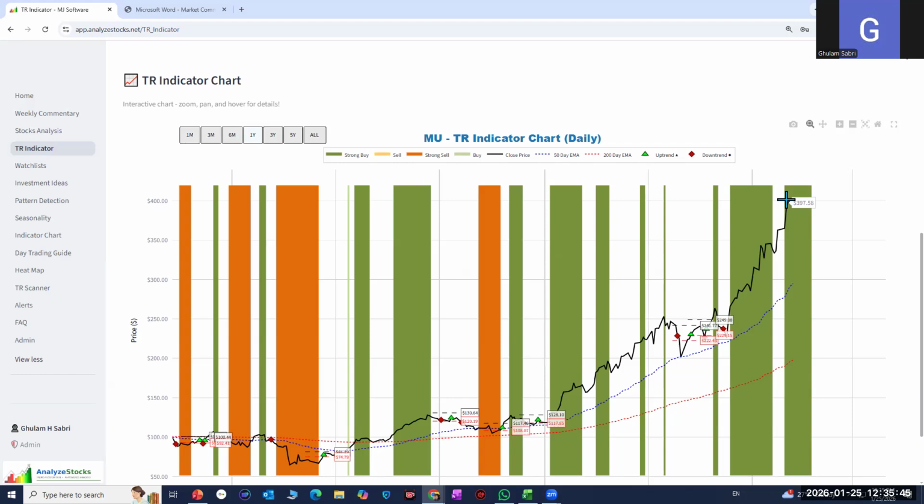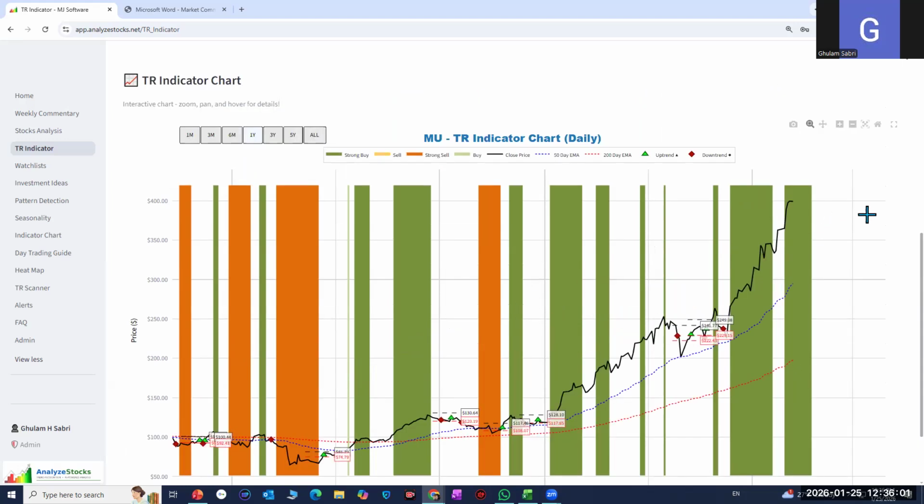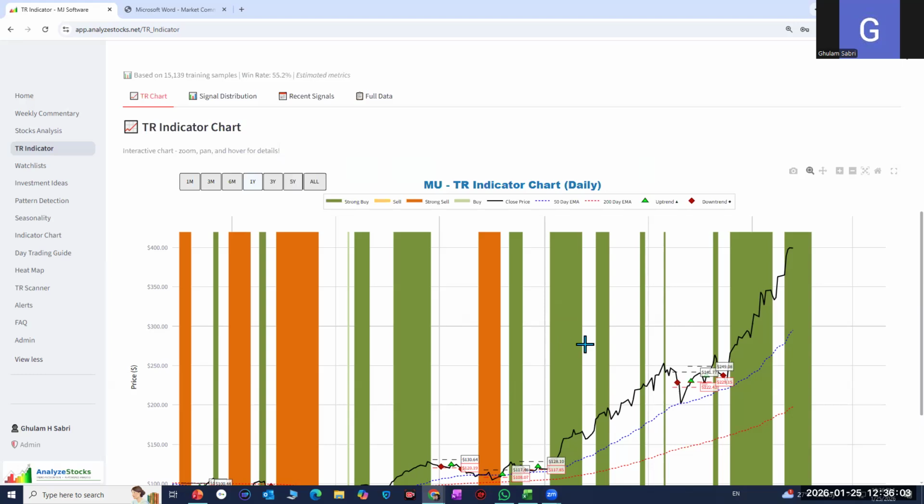What does the width of the green zone indicate? Width is just indicating the time frame. For example, we are currently in January, and this green zone starts around mid-January. So it is, in other words, telling you the number of days.